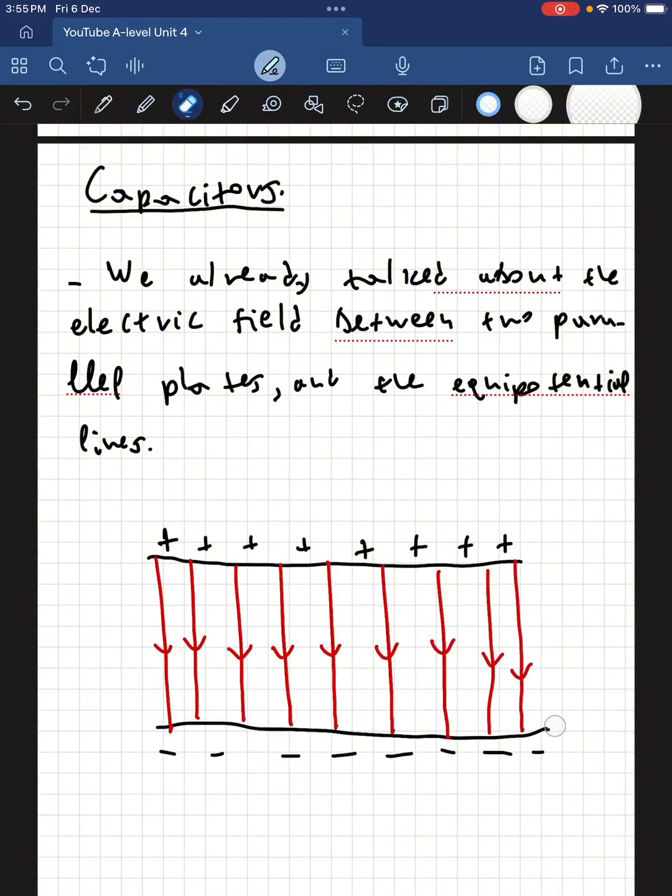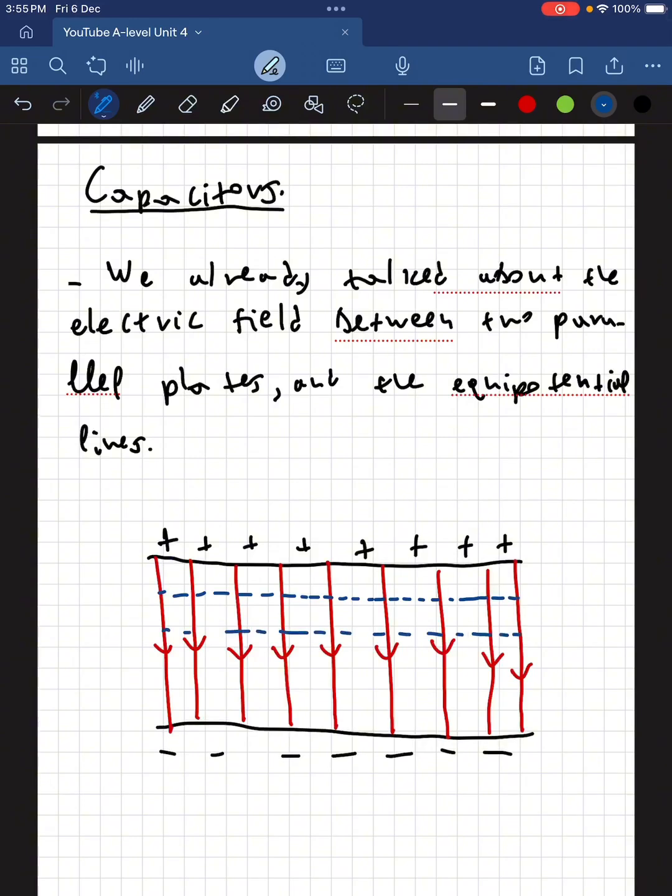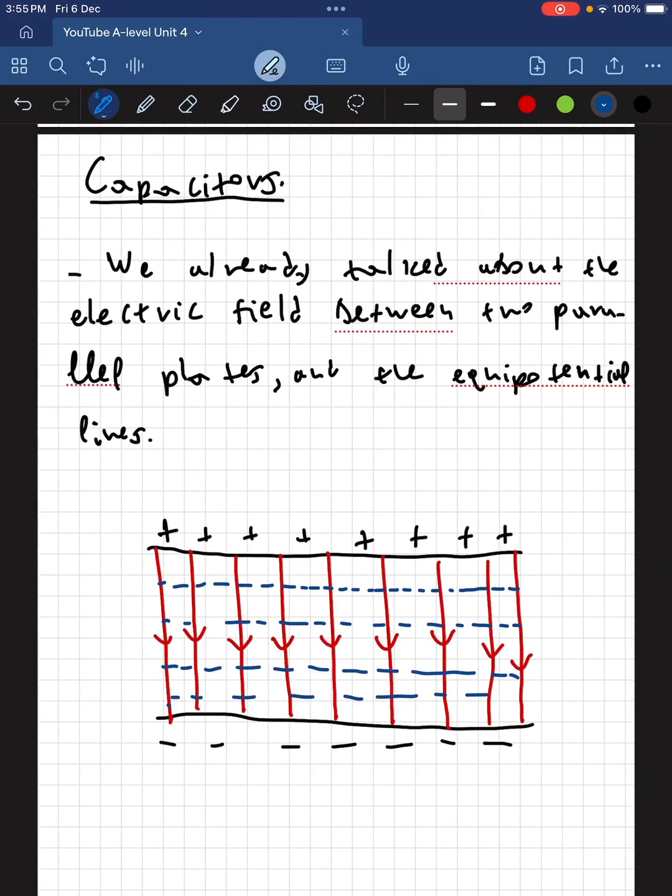Okay, let me erase this little part here. And the equipotential lines are perpendicular to electric field lines. Anywhere on this line or anywhere on this line, etc., the potential is the same. And by the way, the plates themselves, so the positive plate and the negative plate, are also equipotential lines.